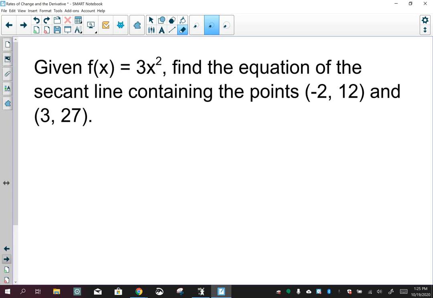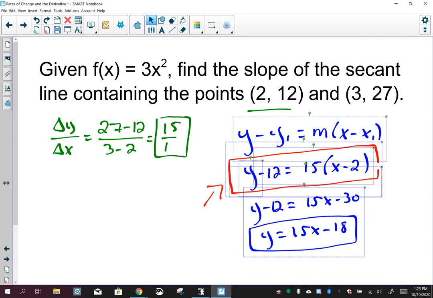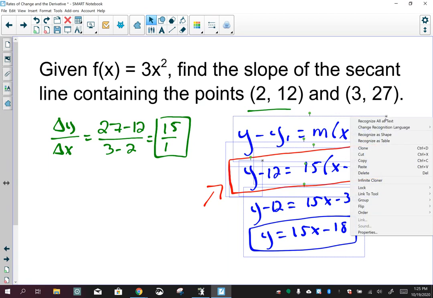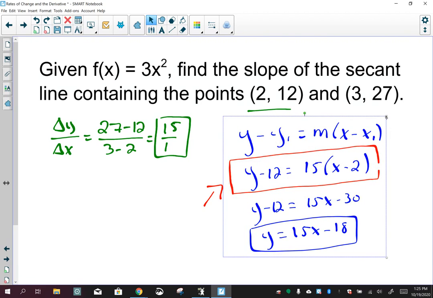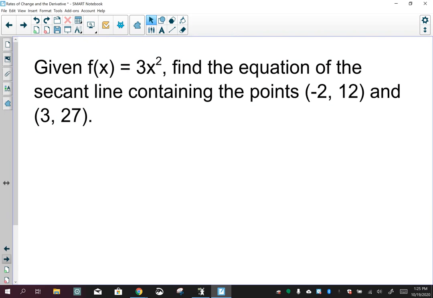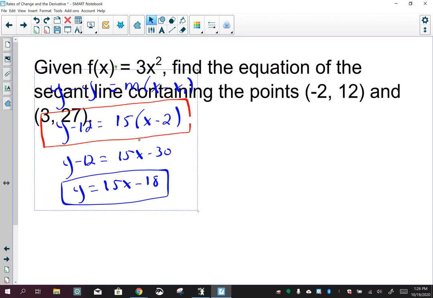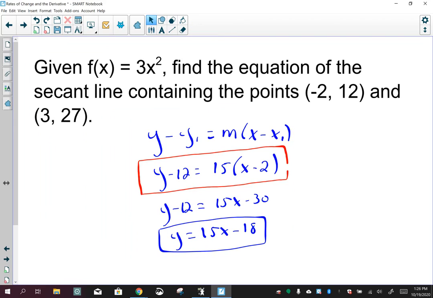Oh, I just did that. So I found the slope, and then I went over here. So here, let's just do this, just so you'll have it in your notes. See, I got ahead of myself. I got so excited about doing this. So we'll cut that. And then we'll come over here and we will paste it. And there you go. So there's my secant line. All right. Well, that was easy. So let's go to the next part.